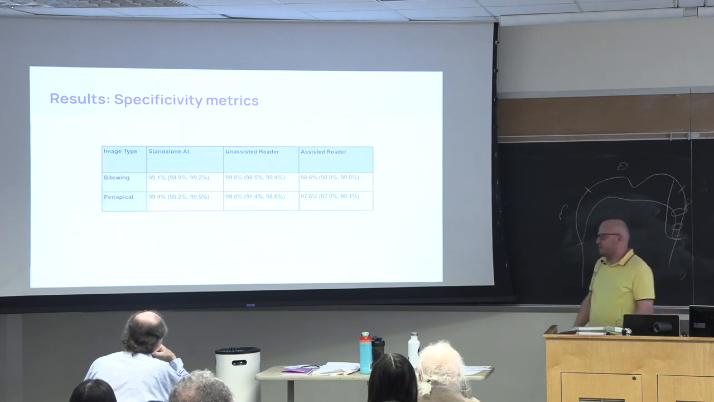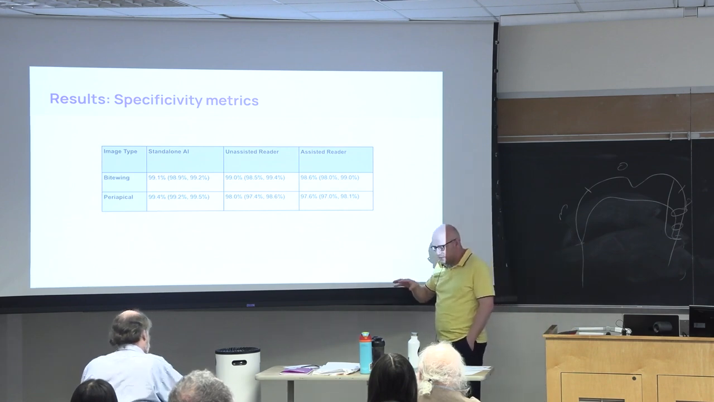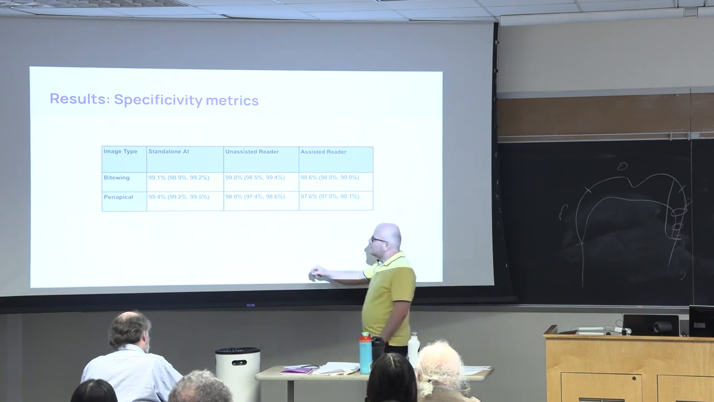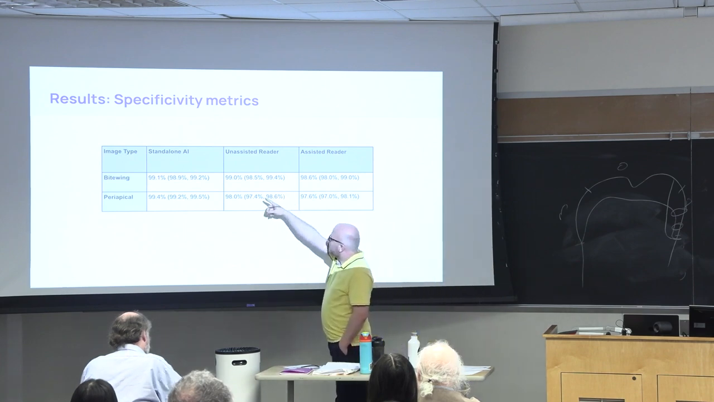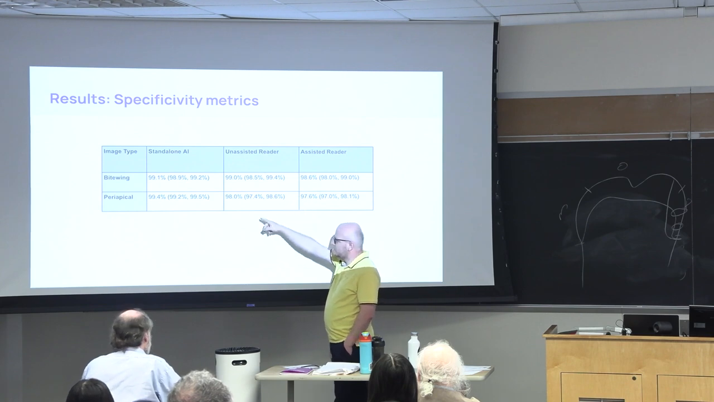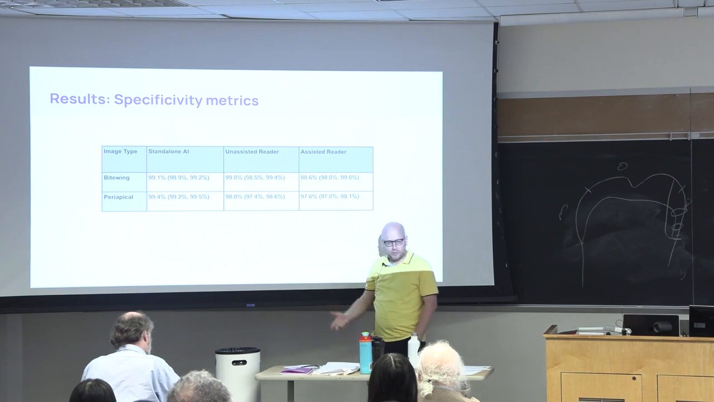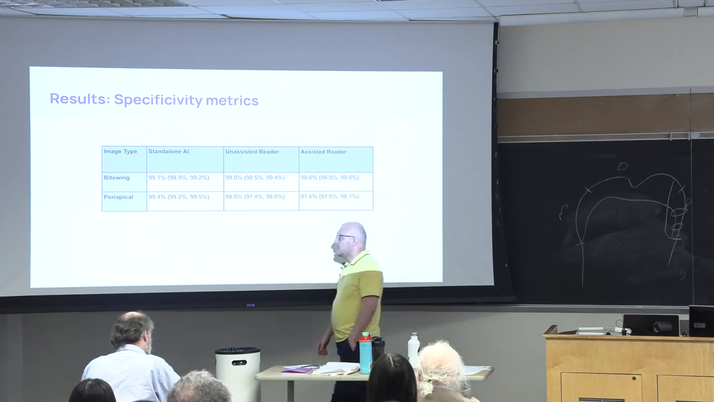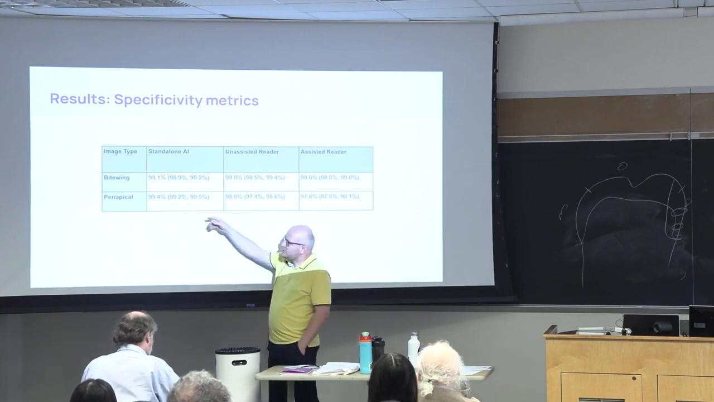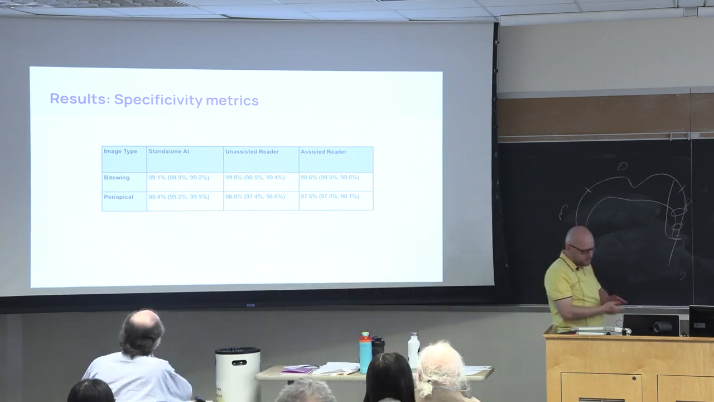On the specificity front, remember we were looking for assisted to drop, but that drop needs to be limited. So for the bitewings, they are going from 99 to 98.6, only a 0.4% decrease. And on the PA one, it's from 98 to 97.6, again a 0.4% drop. And the AI standalone is much better than both assisted and unassisted in both cases.